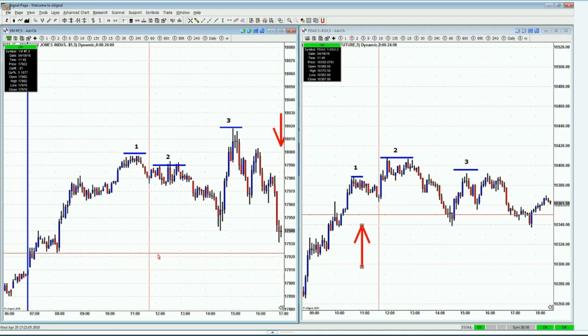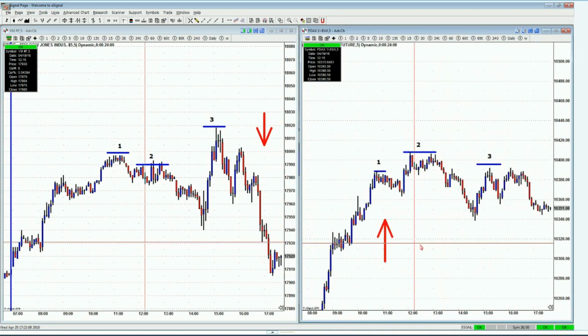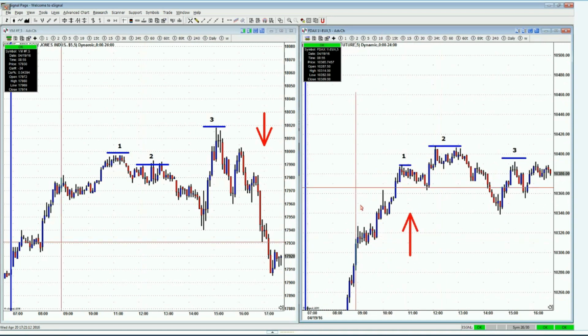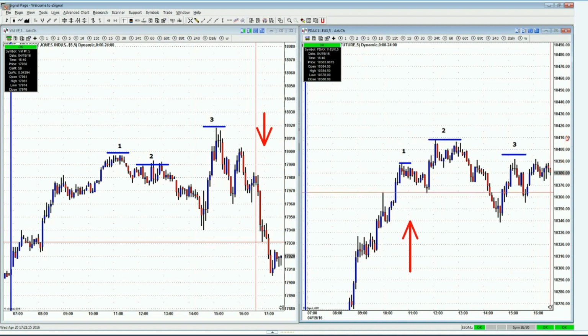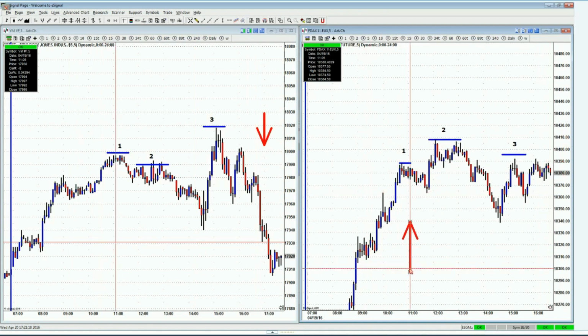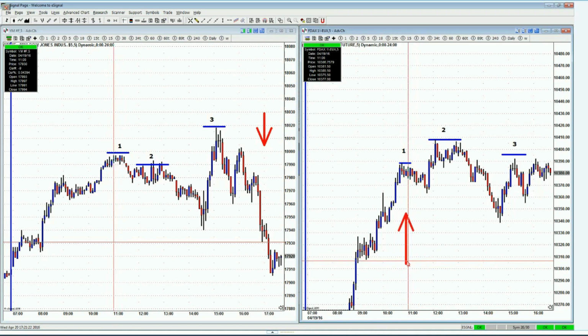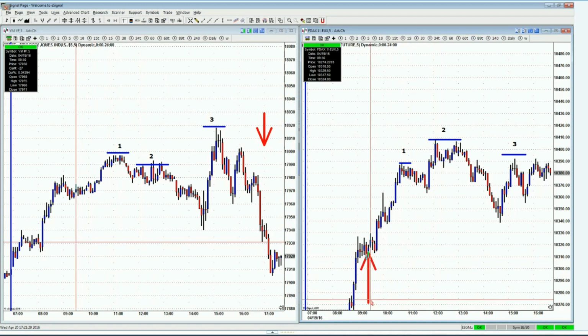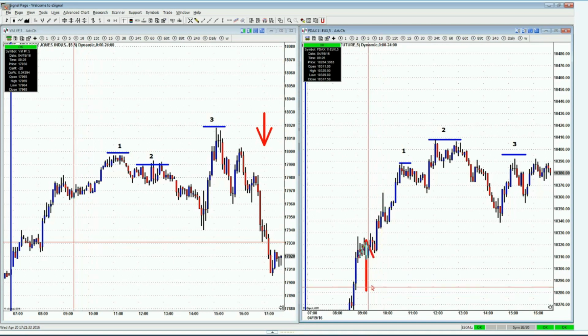Okay, so this blue line to the left on the Dow chart and this blue line to the left on the right chart, they represent the open in the DAX yesterday morning. And what was interesting here is that quite soon after the open, both markets rallied very strongly, and they did that very much in tandem.